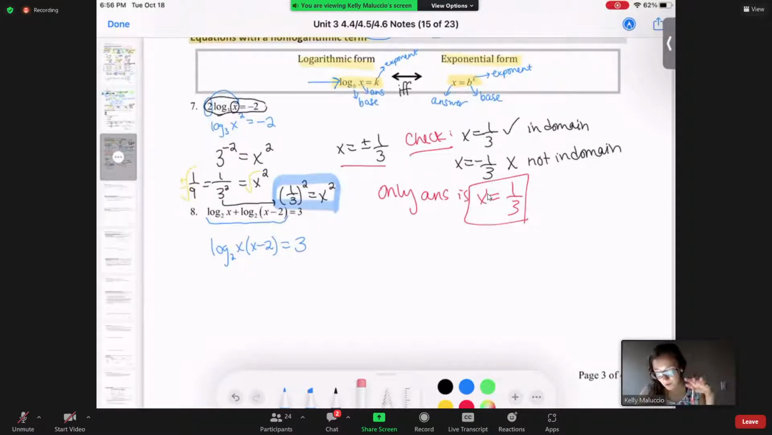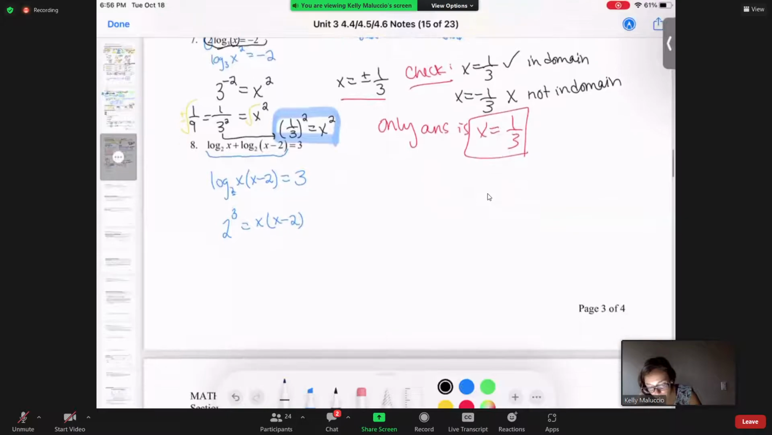Okay, so this next one, now we have log base 2 of x times x minus 2 equals 3. I can rewrite this in exponential form because I've got one nice log. My base is 2, my exponent is 3, and it equals this whole x minus 2. So I'll rewrite that again. I'll get 8 equals x squared minus 2x. And then I'll subtract 8 from both sides and rewrite it as 0 equals x squared minus 2x minus 8.